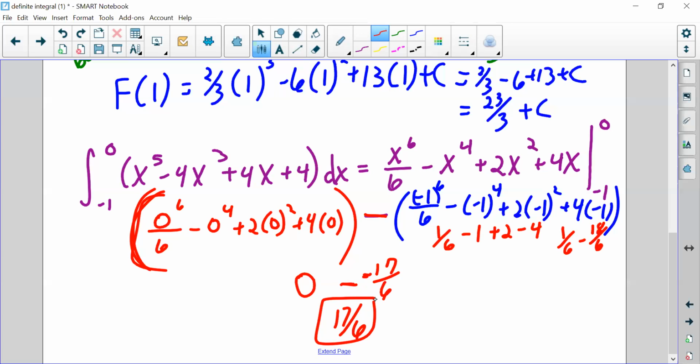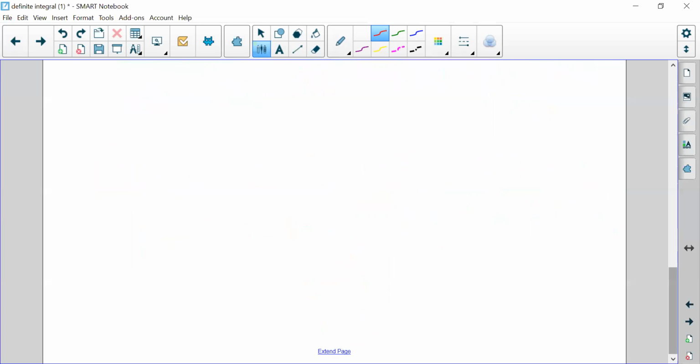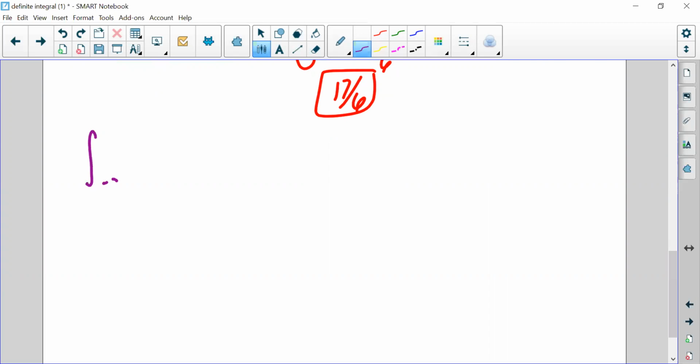Now let's do one more. Two more, I want to do two more. How about, let's figure out the integral from -3 to -1 of 4 over x dx.